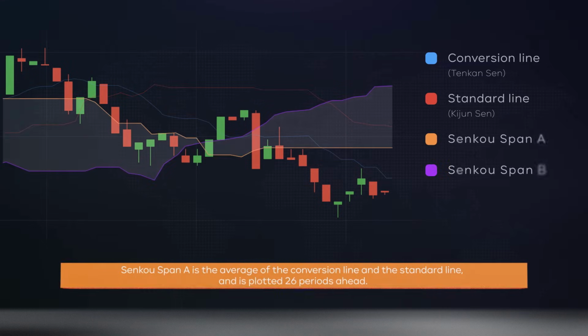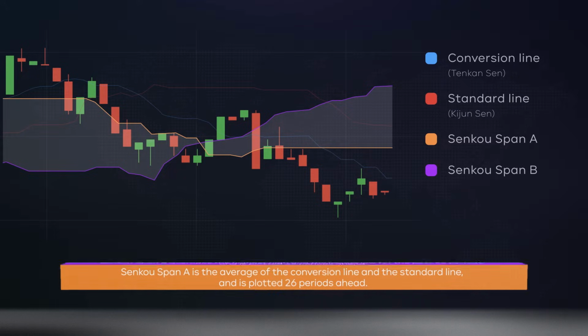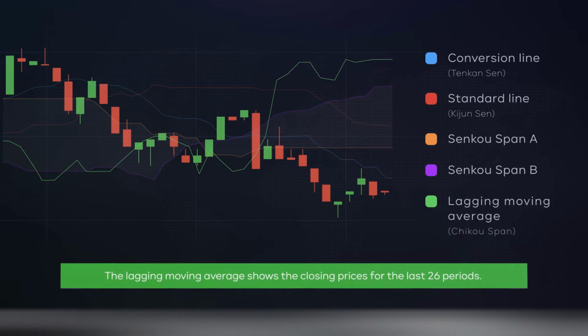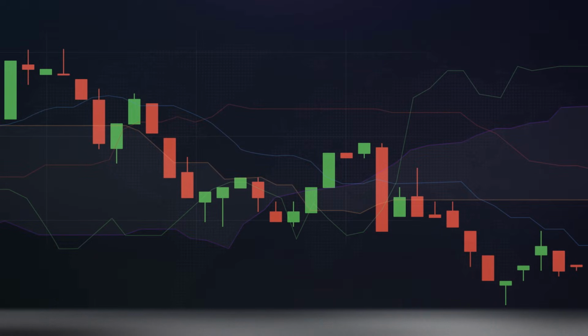The 2 moving averages that form the cloud are called Senkou span A and Senkou span B. Senkou span A is the average of the conversion line and the standard line, and is plotted 26 periods ahead. Senkou span B averages the highest high and the lowest low for the past 52 periods, and is also plotted 26 periods ahead. The lagging moving average, originally known as the Chikou span, shows the closing prices for the last 26 periods. So, how to read the Ichimoku Cloud indications?